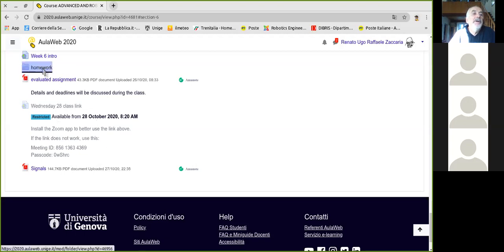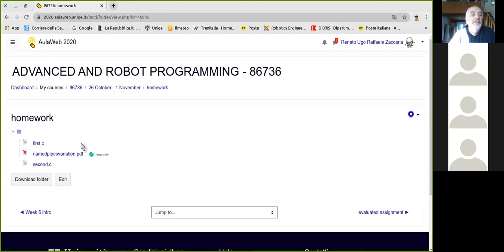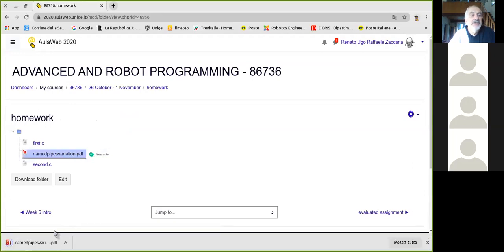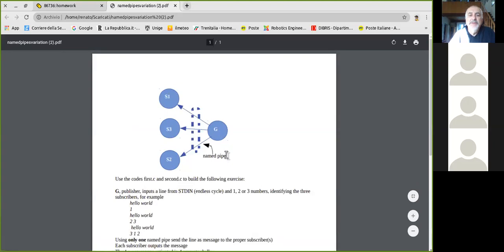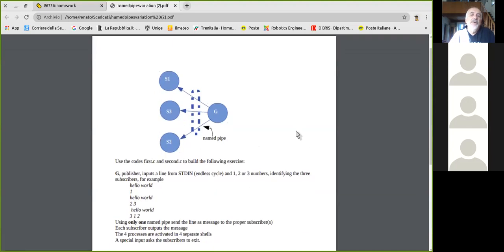The homework, you know, it's a suggestion. Oh, probably you don't see this. You see, oh well, it's in our web. You see the document? Yes, we can see it. Okay. Because it's inside our web, it's still shared.